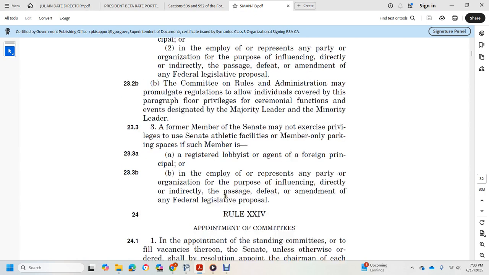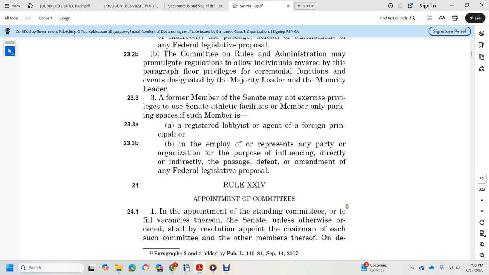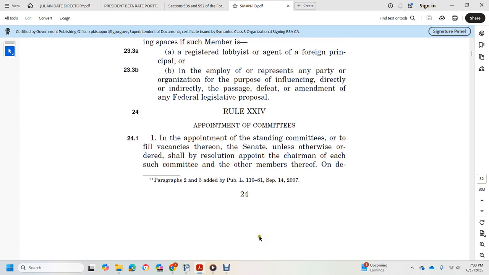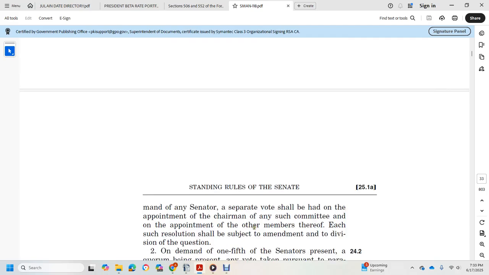Rule 24, appointment of committees. The appointment of the standing committees of the Senate, and to fill a vacancy therein, unless otherwise ordered, shall be by resolution appointing the chair of each such committee with the other members thereof. On the demand of any senator, a separate vote shall be had on the appointment of the chair of any such committee, and on the appointment of members other than the chair. Each such resolution shall be subject to amendment and to the decision of the question.